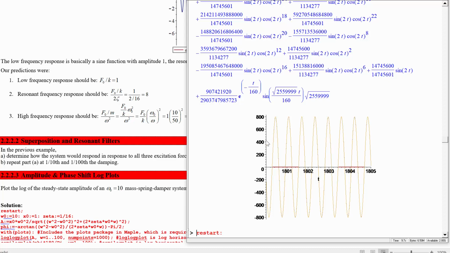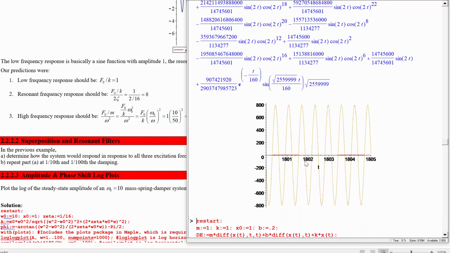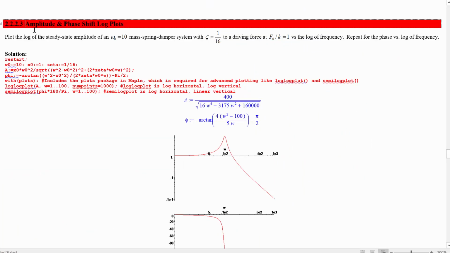So even though it looked like it was more or less steady, because we weren't going over a long enough time range, it was actually still growing, and we do reach up to this 800 amplitude if we wait long enough. You can't even see the original responses now because we've amplified this by a factor of 800 compared to the response we would have gotten for 1 if we didn't have resonance. Okay, next let's have a look at this.